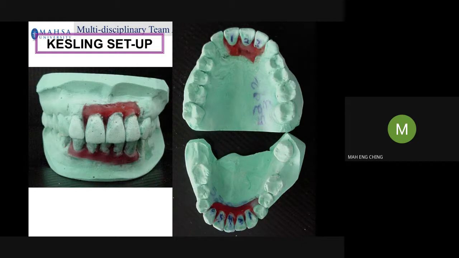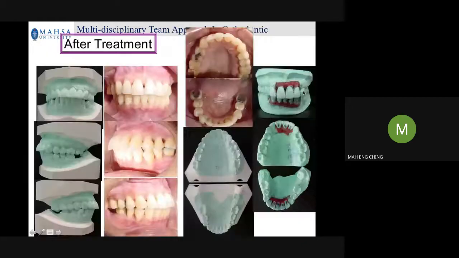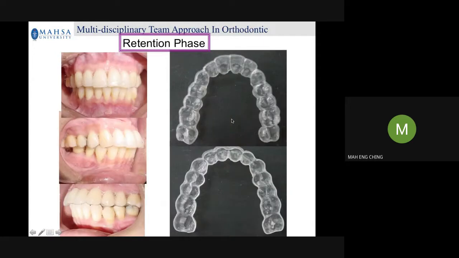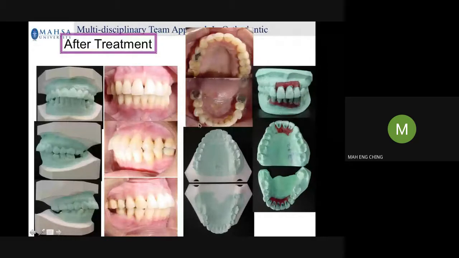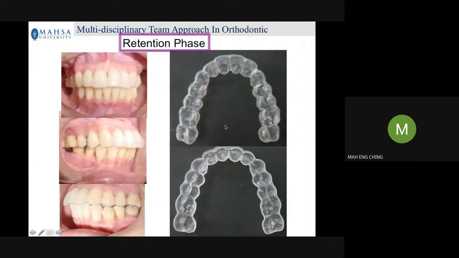That's the final result after you finish. You see, we can always compare the Kesling setup or the waxing before and after. They look quite similar, which means the objective has been achieved. Of course, sometimes I put the fixed retainer at the bottom just to maintain the result. So of course, double. The second defense is the removable. So you can do the first defense, fixed retainer, second defense, removable.